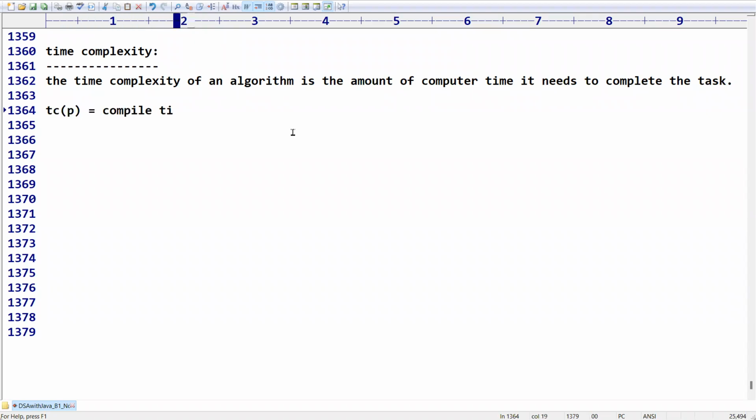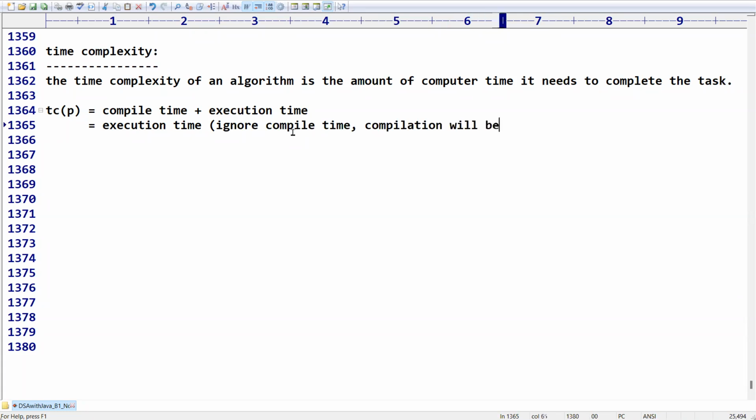compile time plus execution time. How much time is required for compilation, how much time is required for execution. But I will ignore compile time, and just go with only execution time. We can ignore compile time because compilation will be done only one time, right?